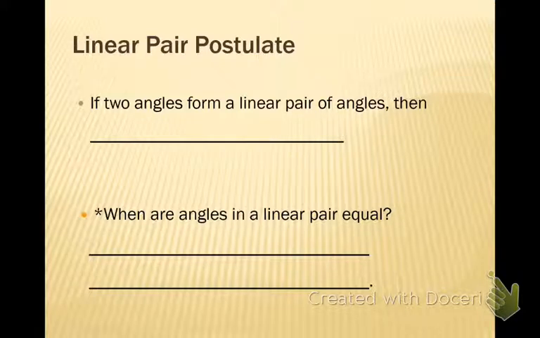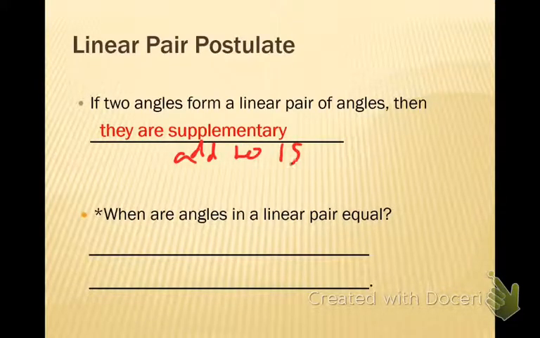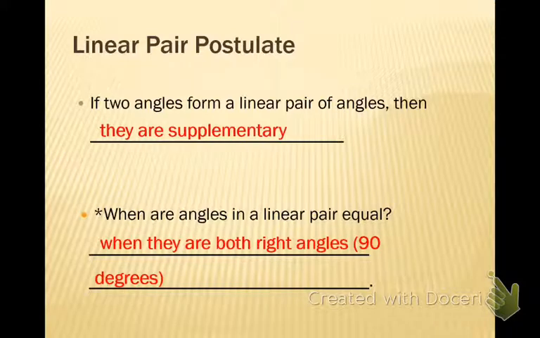All right? Moving on. The linear pair postulate. The postulate says if two angles form a linear pair of angles, then they are supplementary. We've already used this idea. Okay, we're just writing it down now. If two angles form a linear pair of angles, then they are supplementary. When are angles in a linear pair equal? Well, if they're supplementary, they have to add to 180. Remember that supplementary means they're going to add to 180. When are they equal? Well, when they're both 90. So in other words, when they are both right angles or 90 degrees. Okay, we'll use that idea as well.